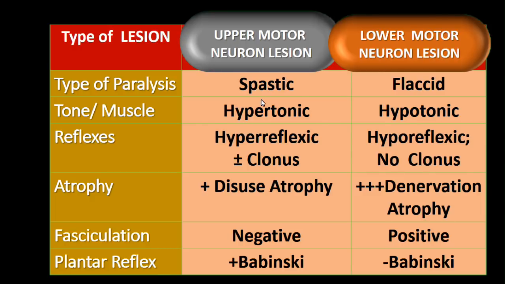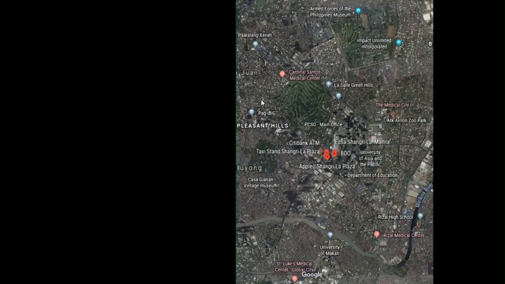On the other hand, among patients with lower motor neuron lesion, you would see patients having flaccid paralysis, hypotonia, poor reflexes or areflexia, but no clonus, a marked atrophy, particularly called denervation atrophy, positive fasciculation, and negative or no plantar reflex.